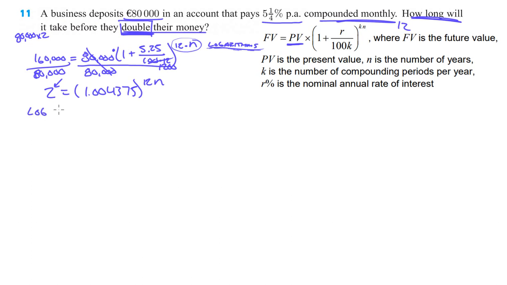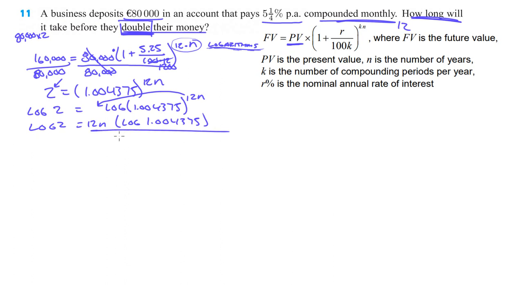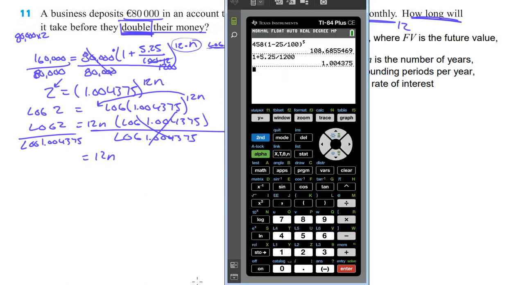So take the log of both sides. Log 2 equals log 1.004375 to this 12n. And remember, this 12n now comes out front. So it's really 12n times log 1.004375, and that equals log 2. Then we divide both sides by log 1.004375, and that's going to tell us what 12n equals. Not what n equals, but what 12n equals.